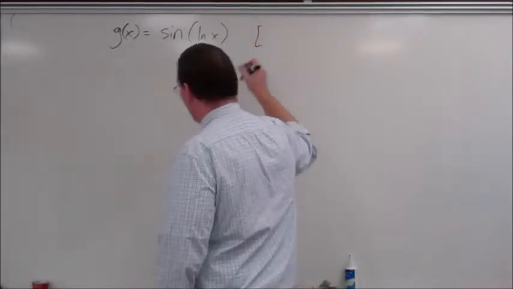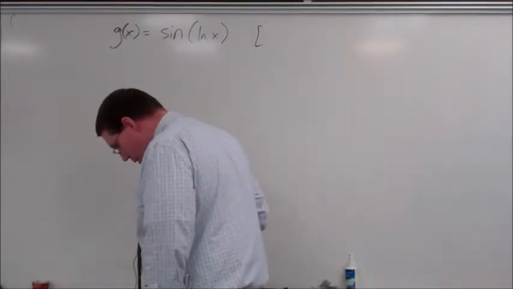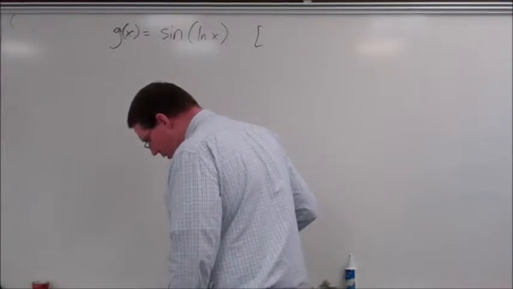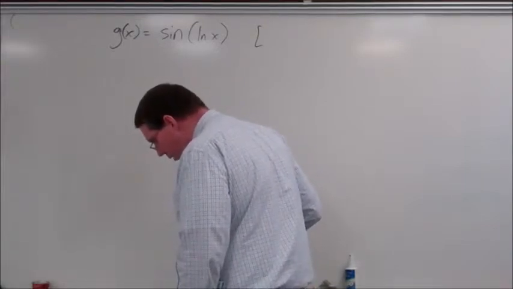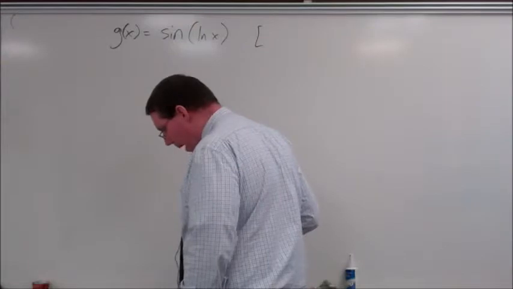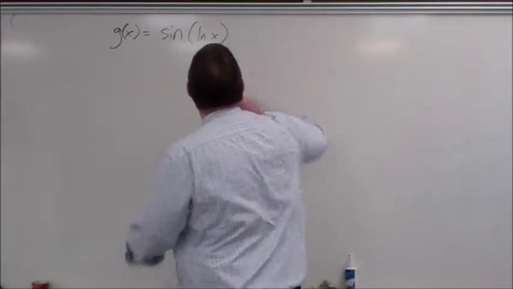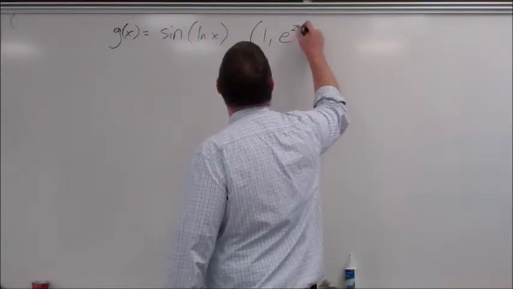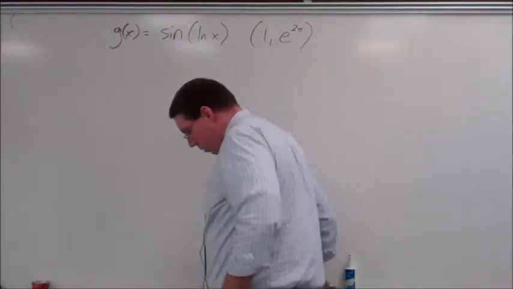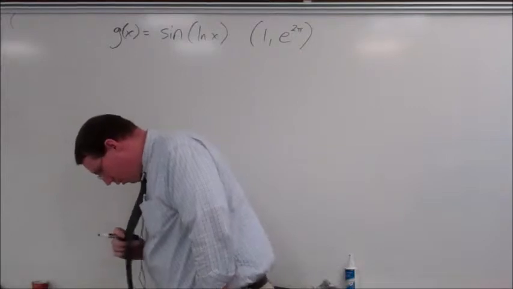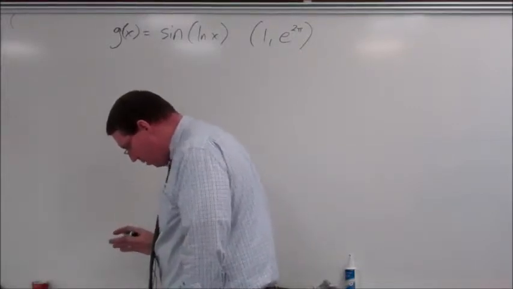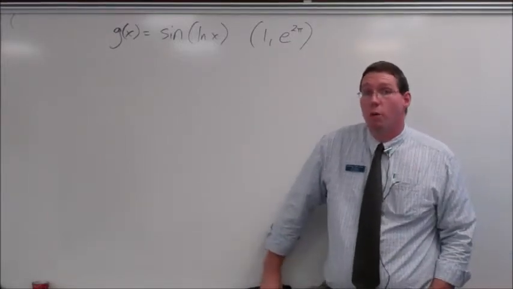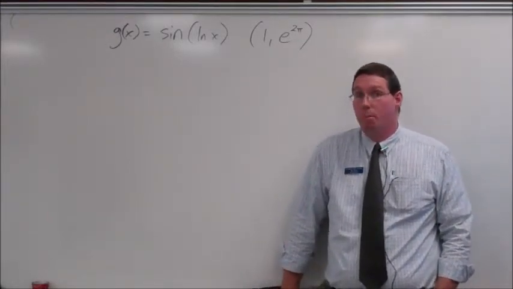And it's on the open interval. It says on the open interval 1 to e to the 2 pi power. Okay? All right, so it's actually the open interval 1 to e to the 2 pi power. Now, what this means is this. Because this is an open interval, it means that we are not going to check the endpoints.